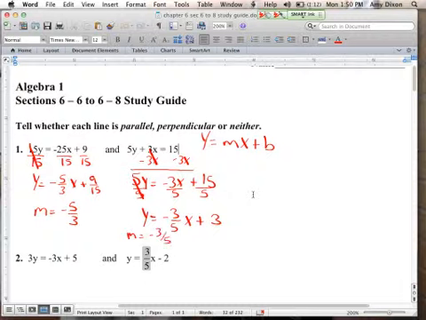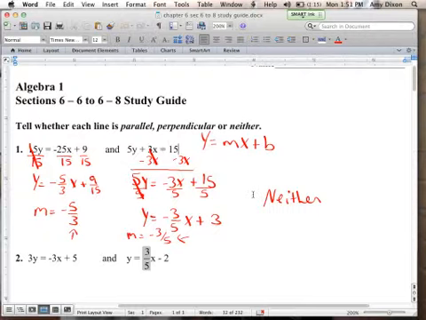So the question asks us, are they parallel, perpendicular, or neither? Okay. Well, if they are parallel, the slopes would need to be the same, which they are not. If perpendicular, they need to be opposite reciprocals. Now, if you notice, there are reciprocals. This one's 5/3, this one's 3/5, but they need to be opposites. So because they have the same sign, they're not opposite reciprocals either. So we would say neither on these. They are neither parallel or perpendicular.